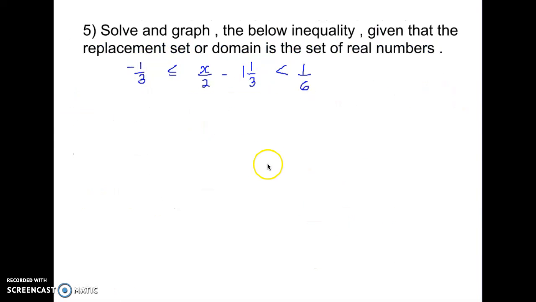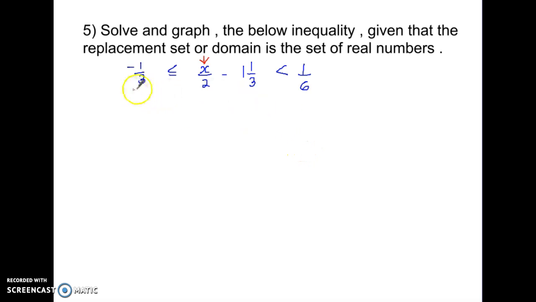Let's do another problem. Solve and graph the below inequality given that the replacement set or domain is the set of real numbers. Here we have an inequality which has 3 parts. But if you look at this inequality, we can see that we have a variable x only in the middle part of the inequality. If that's the case, we can solve this inequality in one step. What I mean by that is we don't have to divide this inequality into 2 parts and then solve each one individually like we did in another problem in part 1 when we had a 3-part inequality.